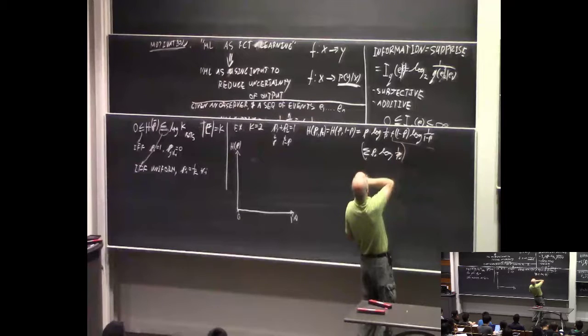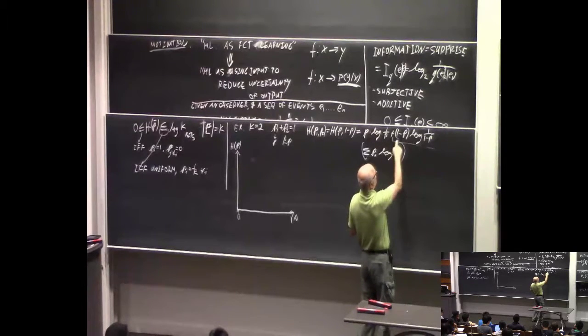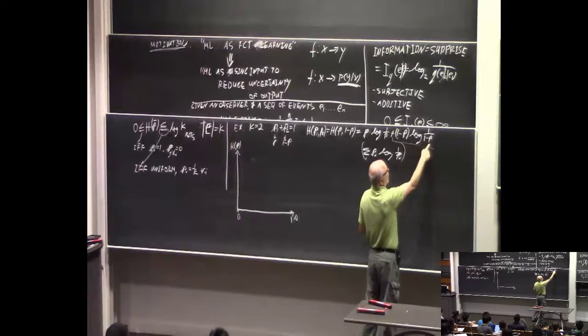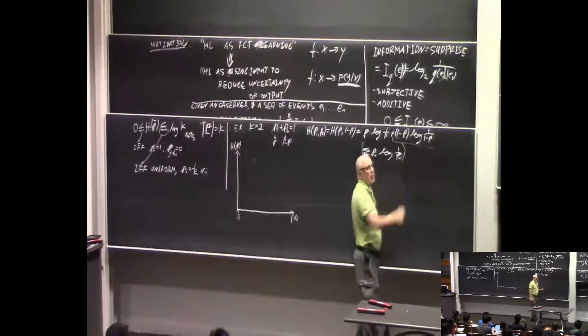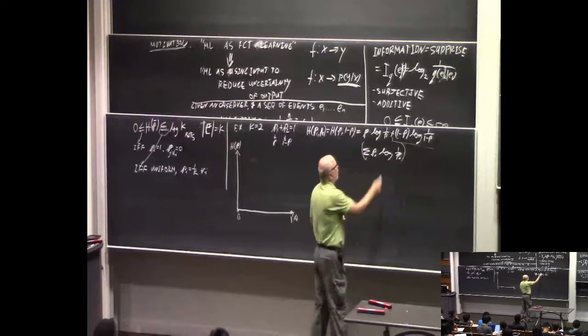I'm sorry, which part is easy to see? Yeah, this part is easy to see. This is 1. 1 minus 0 is 1. 1 over 1 is 1. Log of 1 is 0. So you have 1 times 0 here. So that's easy. What about this part?